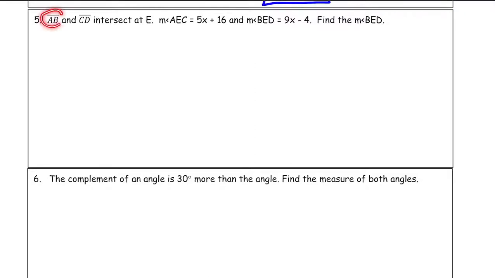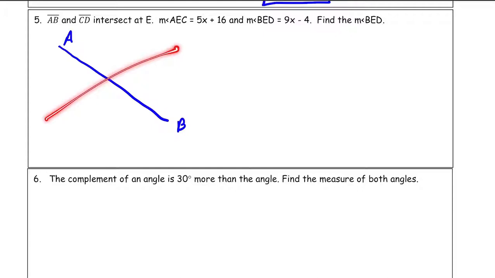So I need to create segment AB. Well, segment AB, it doesn't really matter how you draw it. There's a segment. A is on one end, B is on the other. And segment CD intersect at E. So I have to draw another segment that comes across, and that point where they intersect is going to be E. It doesn't matter where you put the C and the D. It matters that E is the point where they cross.